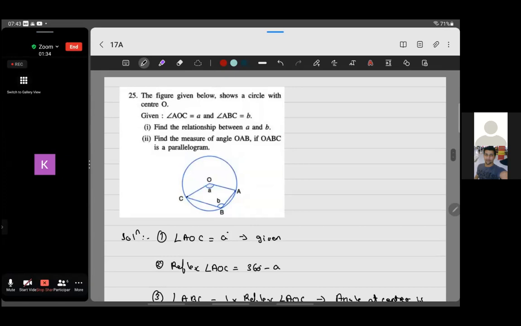Okay, now we have to find angle OAB. They are saying if it is a parallelogram, we have to find this. We know that if it is a parallelogram, opposite angles are equal. Angle OAB will be equal to OCB. These two angles will be equal, right? And angle A will be equal to angle B. Angle A और B दोनों equal हो जाएंगे अगर it is a parallelogram.